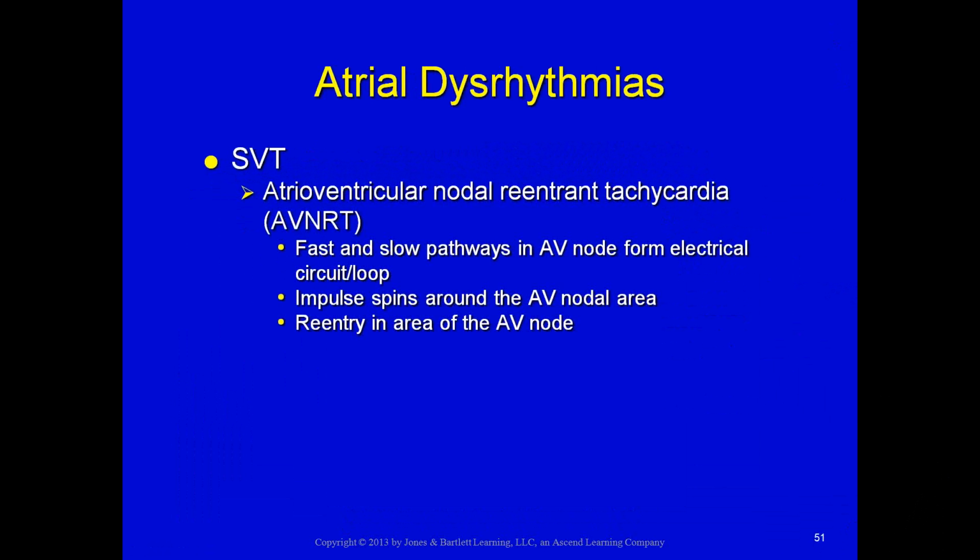Atrioventricular nodal reentrant tachycardia, AVNRT. The fast and slow pathways in the AV node form an electrical circuit loop, and as the impulse leaves the AV node, it re-enters into this loop, causing a circus spin-like pathway that results in a very, very rapid heart rate.